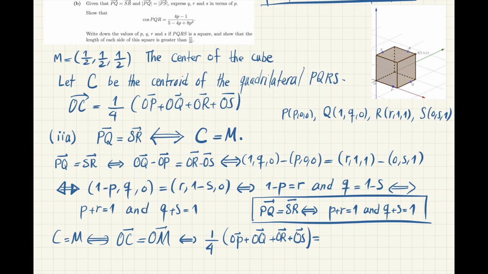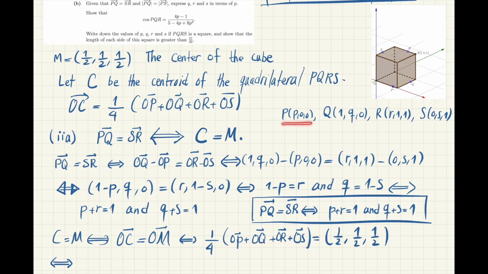Yes, but OM is the same 1/2, 1/2, and 1/2. Okay, so I can multiply both sides by 4. So this 1/4 will be cancelled, and 4 will be multiplied here. So all these numbers become 2, 2, 2. And then let me add OP, OQ, and OR, and OS.